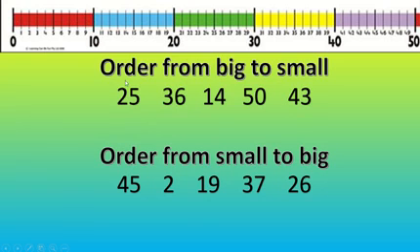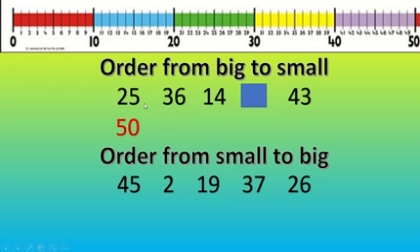Now, let's see how we order from big to small. We have the numbers 25, 36, 14, 50, and 43. Quickly look and see if you can find the biggest number. Look on your number line. Which number is the biggest? The biggest number is 50. So we write 50 and then we color it in.